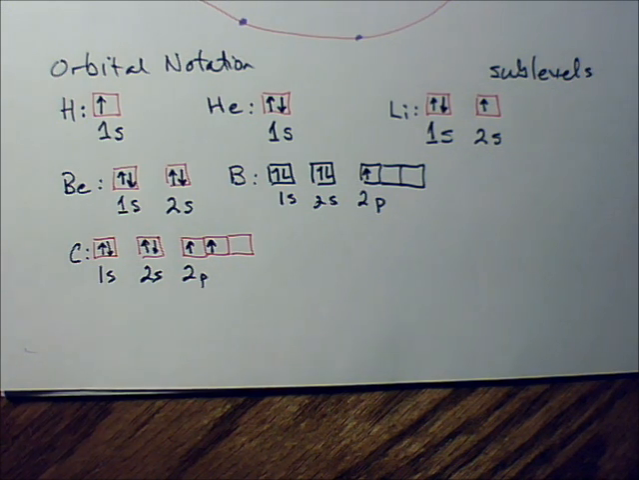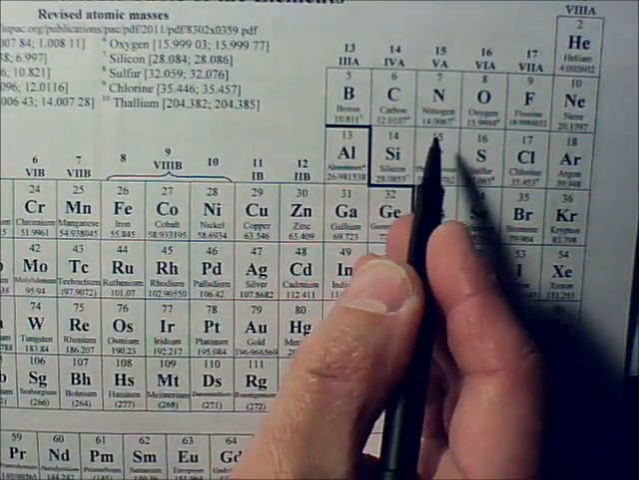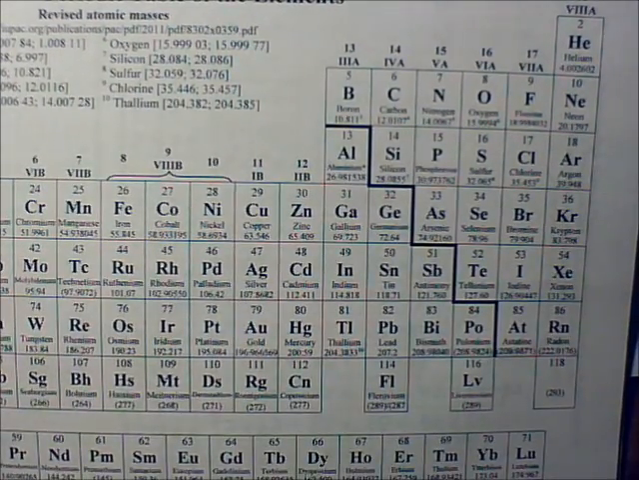I bet you, based on what you know now, can do the orbital notation for nitrogen, can't you? No? We can try. All right, what's the next one right after carbon? There it is, nitrogen. Try it.